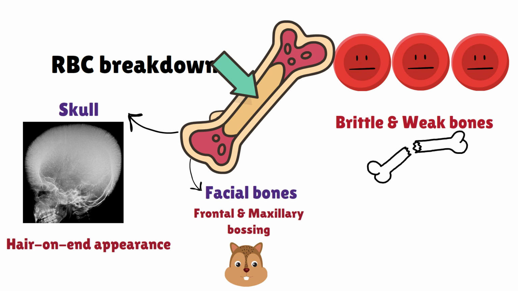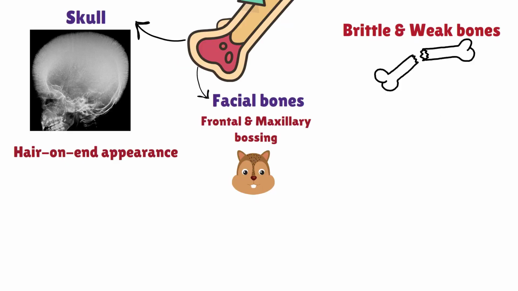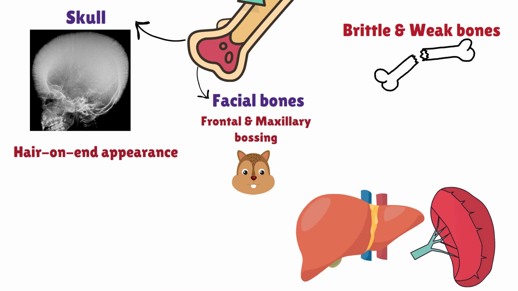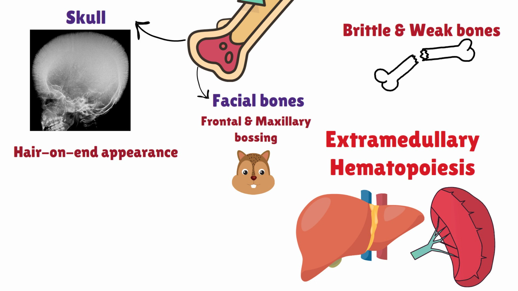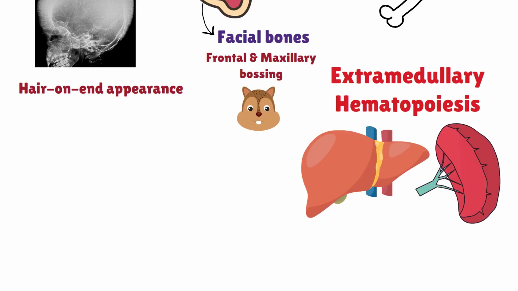With time, the bone marrow can't keep up with the hemolysis, so it signals other places in the body, outside or other than the medulla of the bone, extramedullary sites, to produce red blood cells, like your spleen and liver, causing splenomegaly and hepatomegaly.